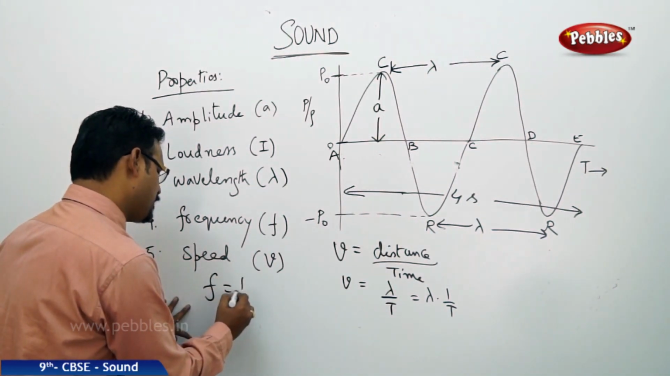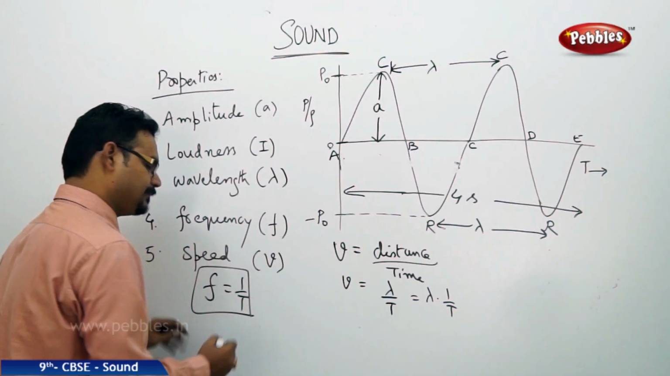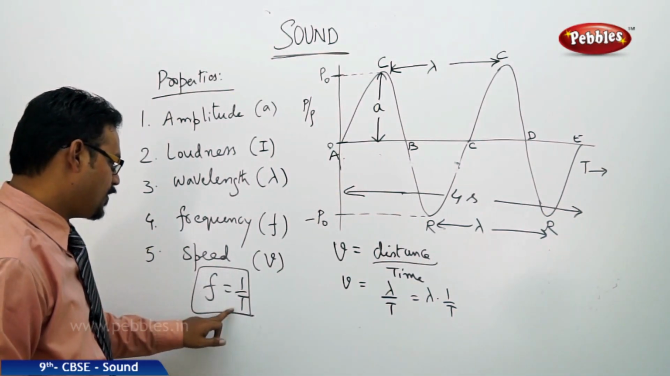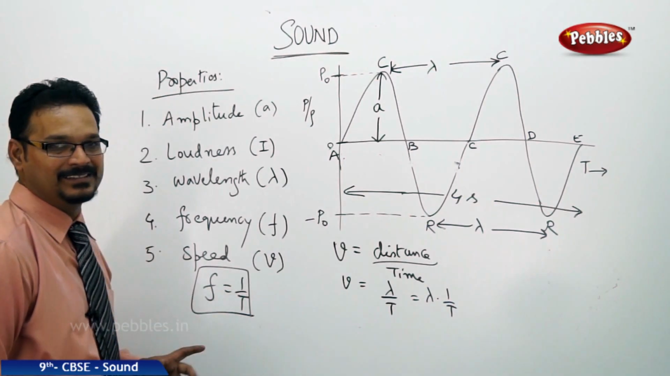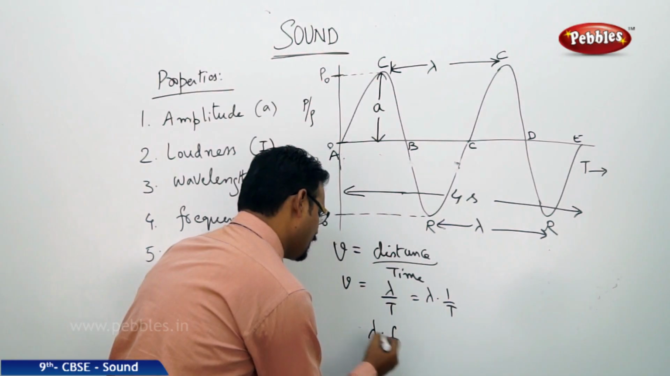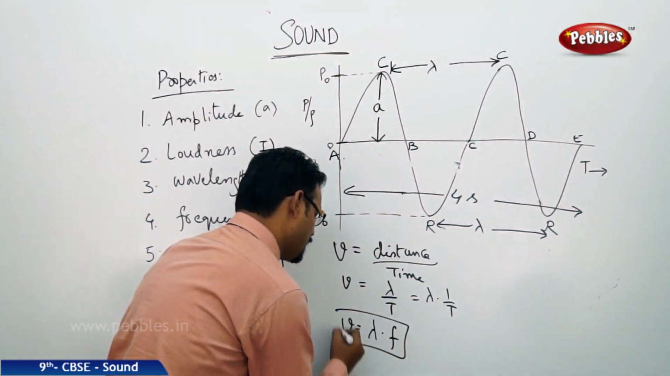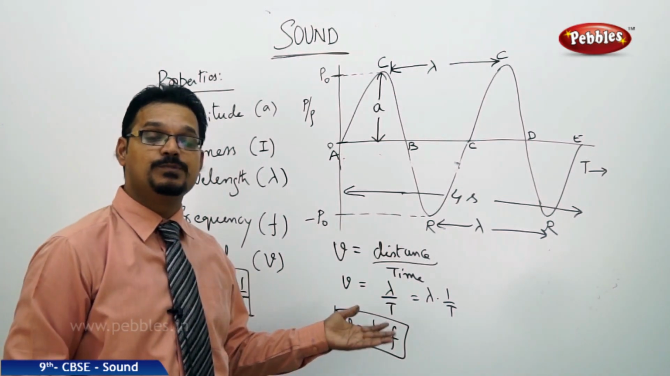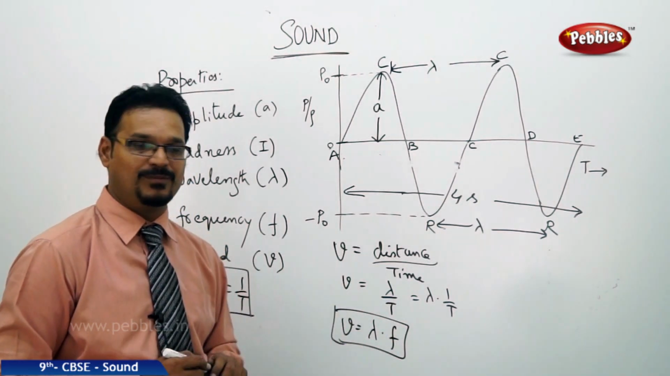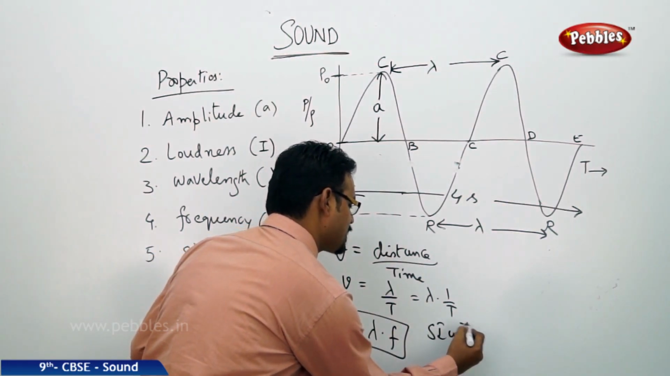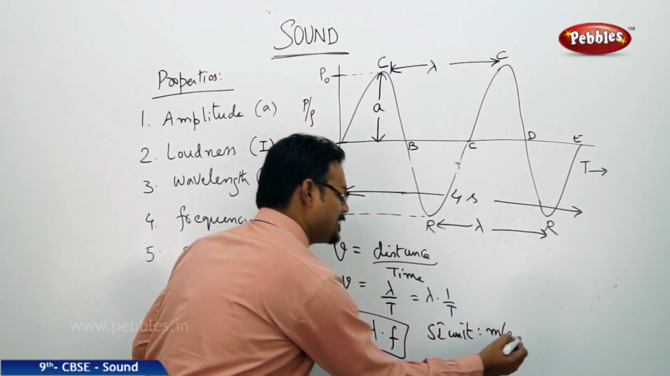Frequency is the reciprocal of time period. Reciprocal means inverse. Frequency is a reciprocal of time period, meaning 1 divided by T. So instead of 1 by T, I can write f. Therefore v equals lambda into f. That is the formula for speed of sound. It's a very, very important formula. And you know the SI unit, just like in the motion chapter we discussed, is meters per second.